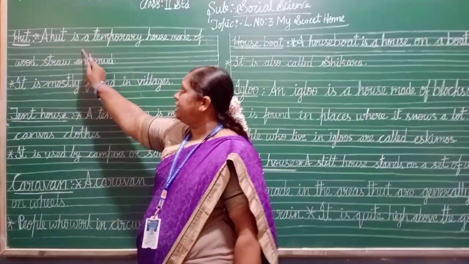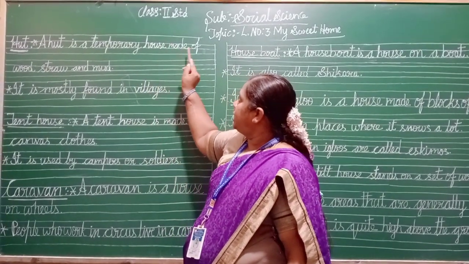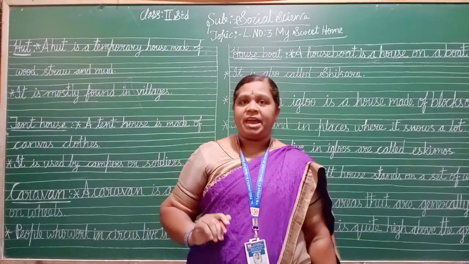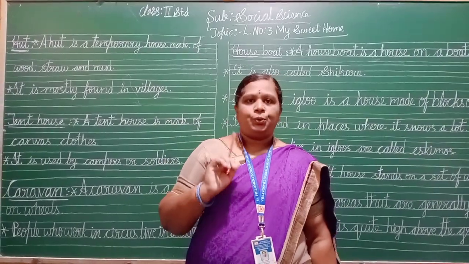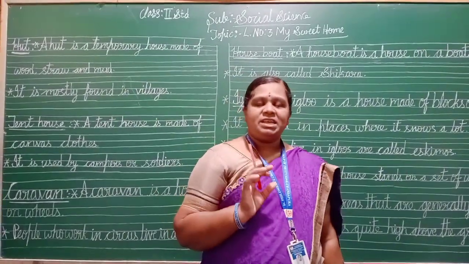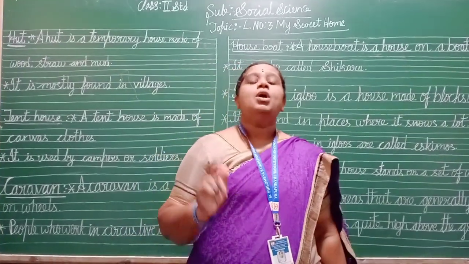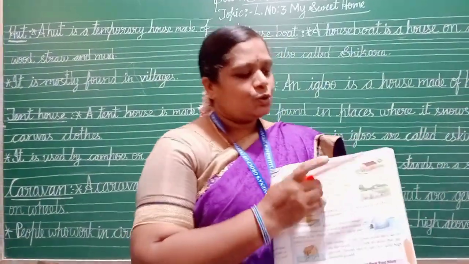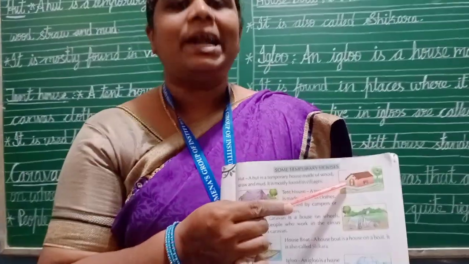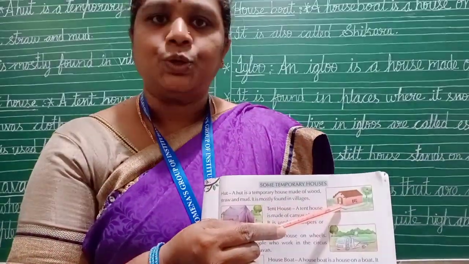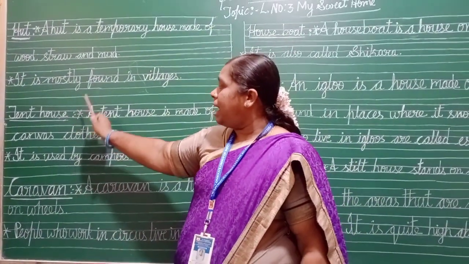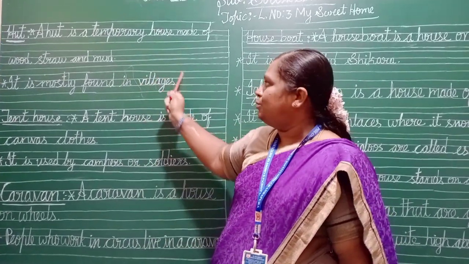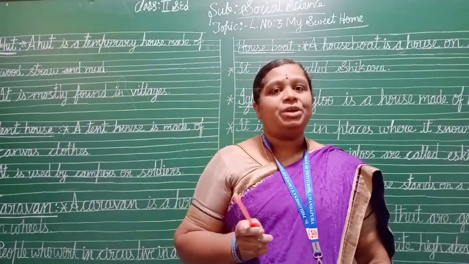Hut. A hut is a temporary house made of wood, straw and mud. So it is a temporary house made up of wood, straw and mud. See children, I will show you the picture. So this is known as a what? Hut. This is called a hut. Understood? This hut is mostly found in villages.